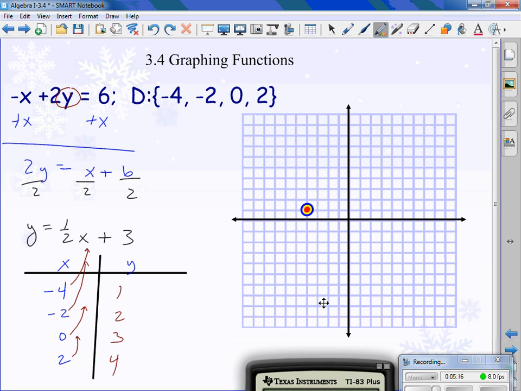Negative 2, 2 means to the left 2, up 2. 0, 3 means I stay right here and go up 3. And 2, 4 means from the center I move to the right 2, up 4, and put my dot. There's my graph.